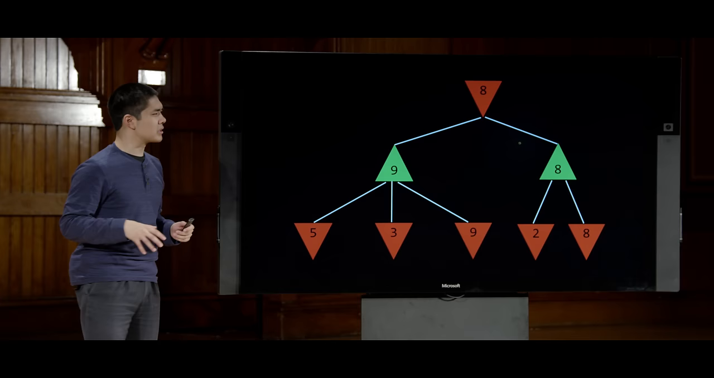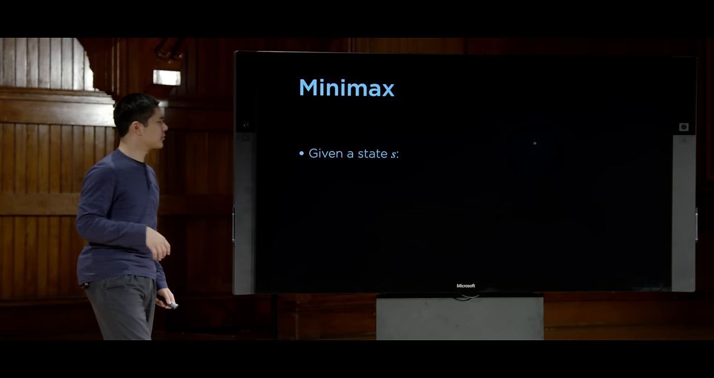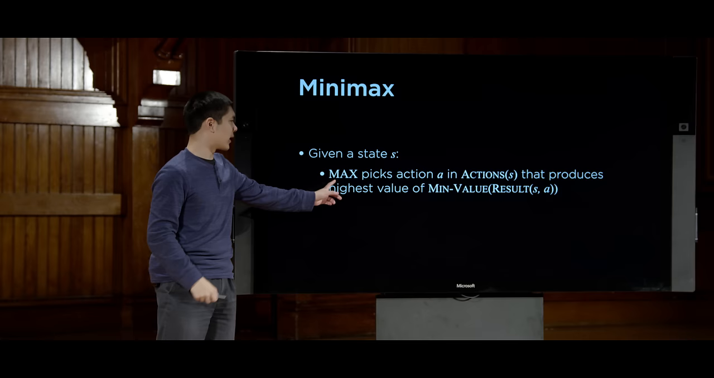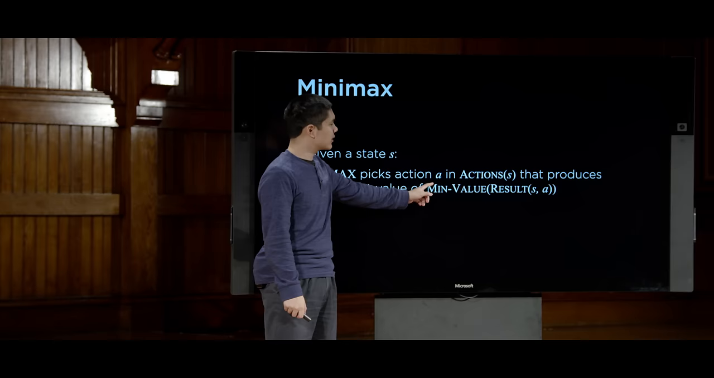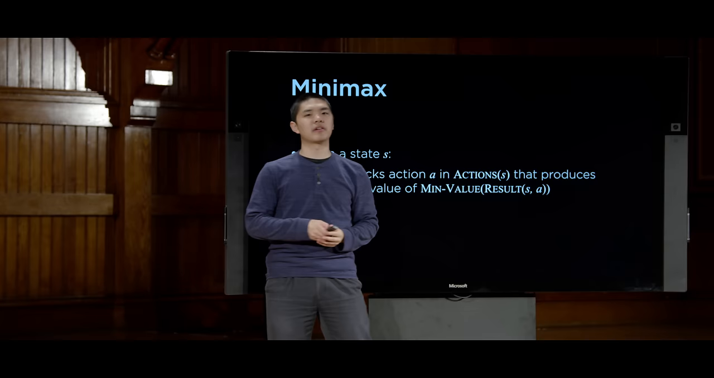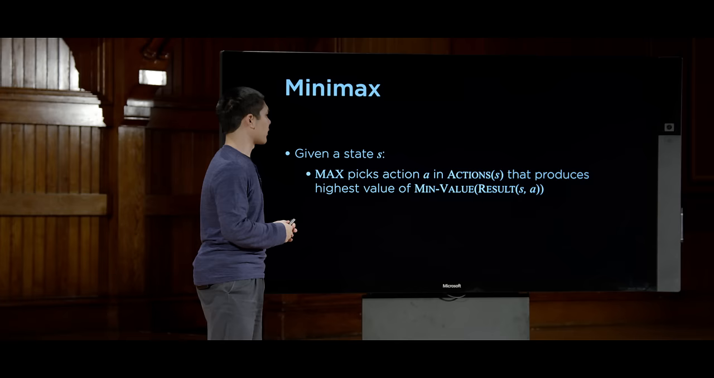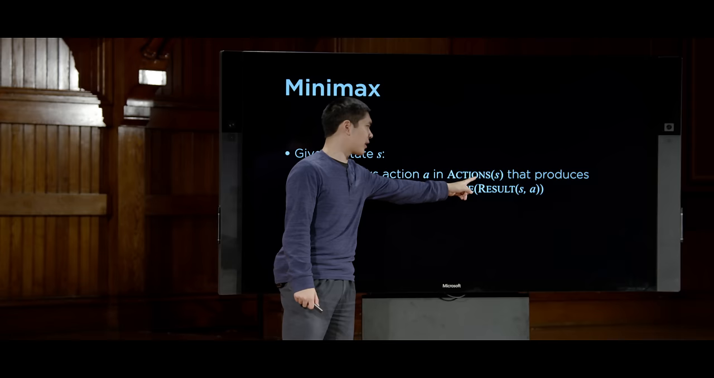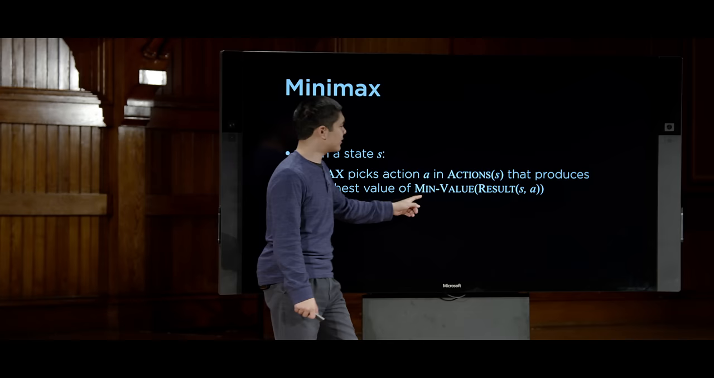So what exactly is happening in the Minimax algorithm? Well, given a state S, we need to decide what to happen. If it's Max player's turn, then Max is going to pick an action A in actions of S. Recall that actions is a function that takes a state and gives me back all of the possible actions that I can take. It tells me all of the moves that are possible. The Max player is going to specifically pick an action A in the set of actions that gives me the highest value of min value of result of S and A.